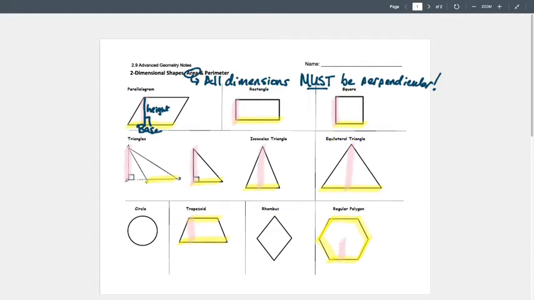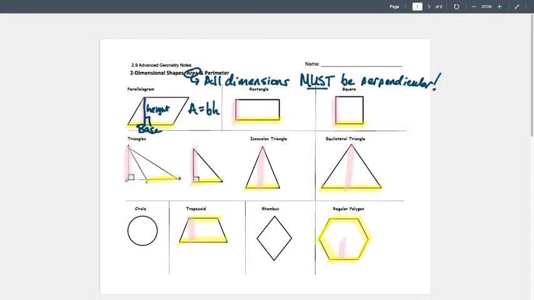Now, the base does not have to be the thing that you're sitting on. It could have been this leg over here, but then your height would have had to be coming from this way, being perpendicular, which is possible. But the important part is that your base and your height are perpendicular. And when you do the area, the formula for that is area equals base times height.